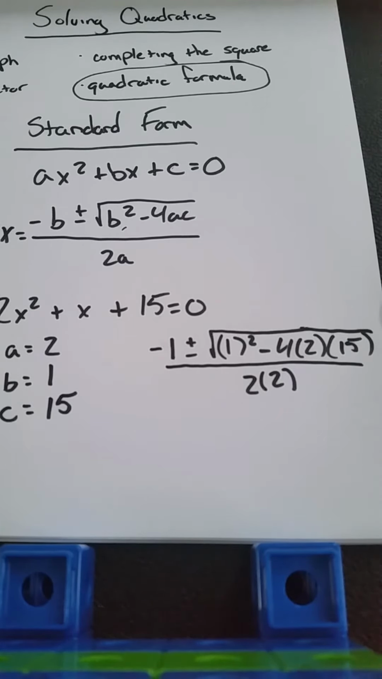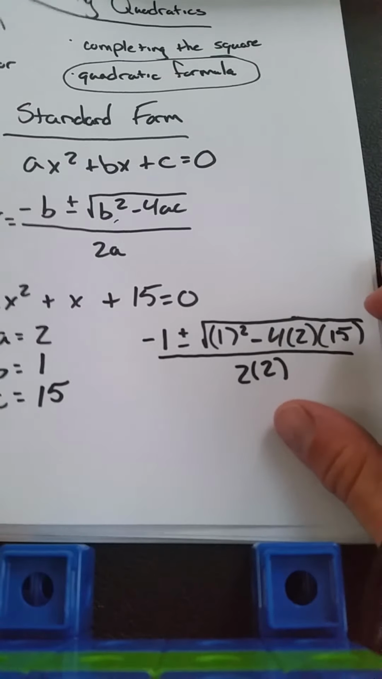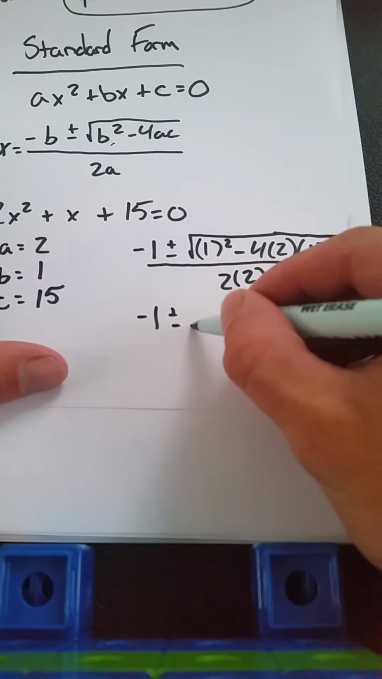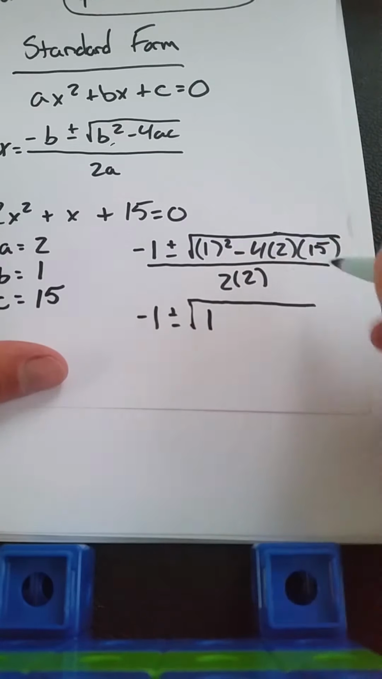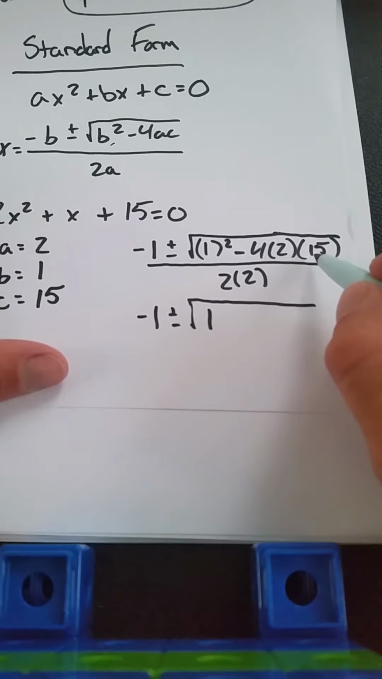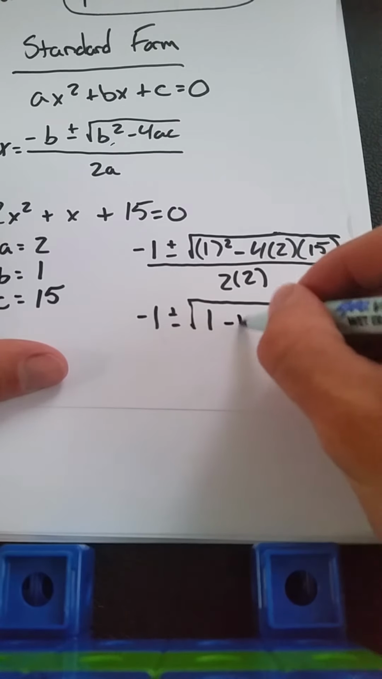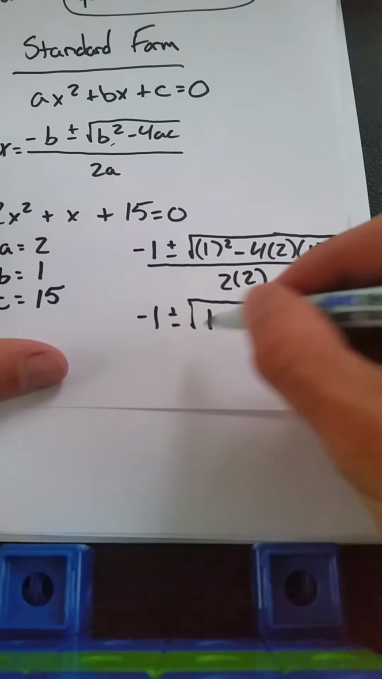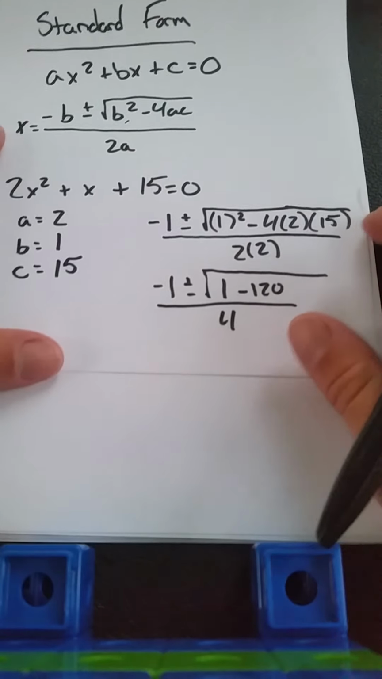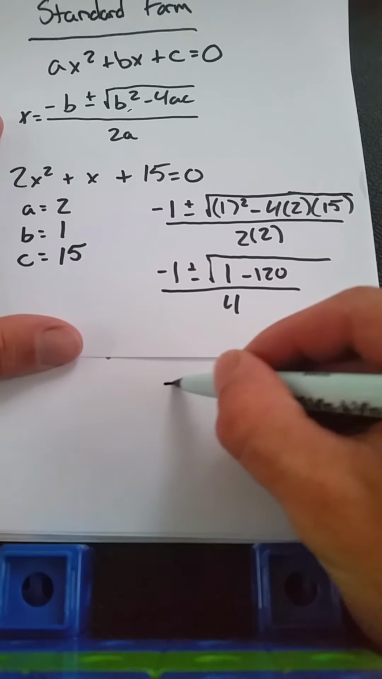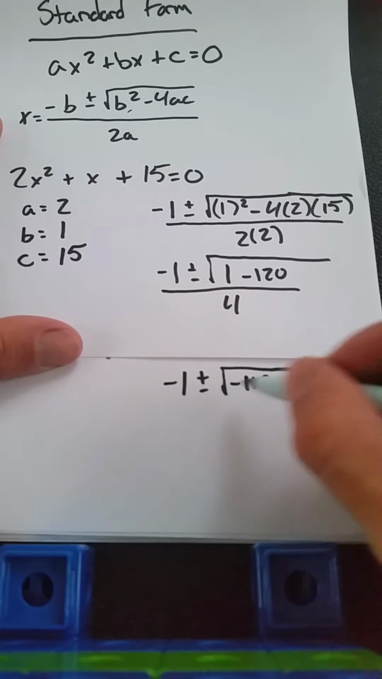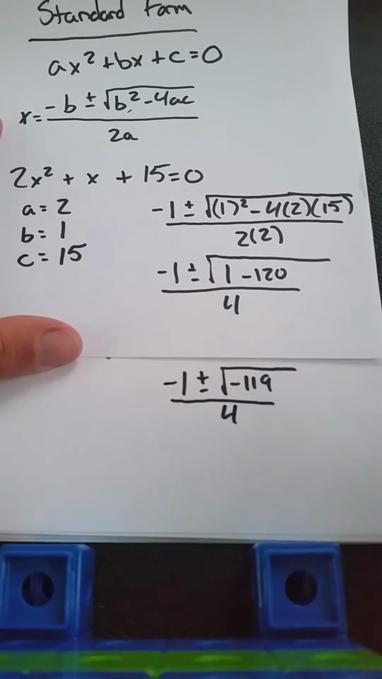Now it's just going through and simplifying a couple of different things. So as we start to simplify this, the -1 hangs around on the outside, plus or minus square root 1 squared is 1, -4 times 2 is -8, -8 times 15 is -120. Alright, divided by 4. And we can go ahead and do the math here as well. So we end up with -1 plus or minus square root of -119 divided by 4.